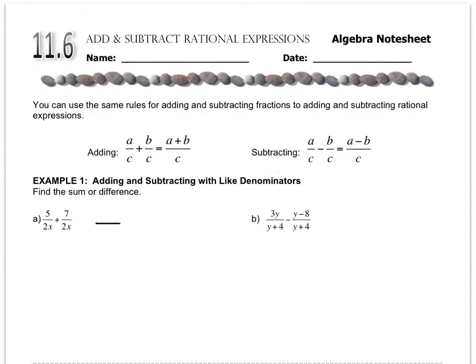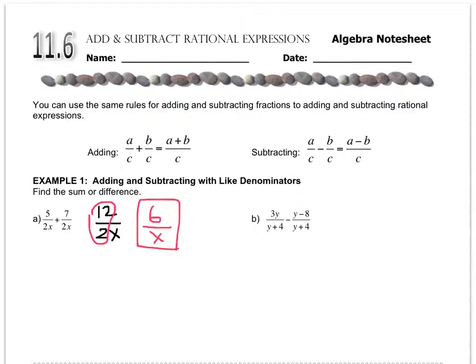So the denominator stays the same and you add the numerators. So in letter A, 2x, and then 5 plus 7 is 12. You want to make sure that you reduce if you can. So this reduces to 6 over x. Okay, I'm going to write out letter B with a little more work than I did in letter A.